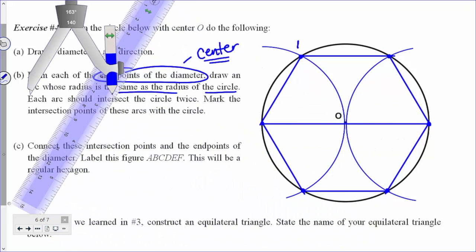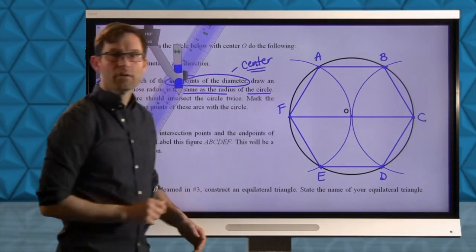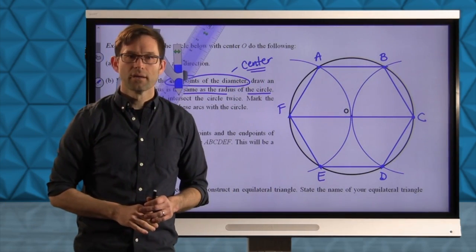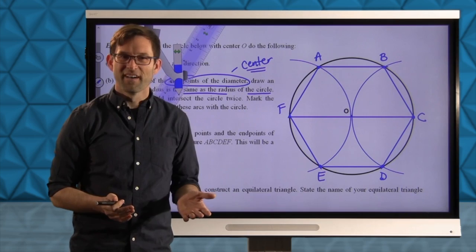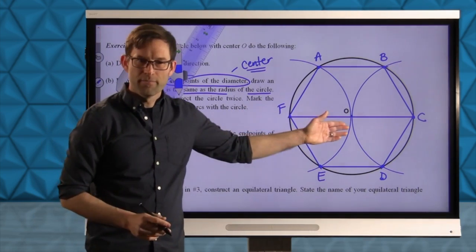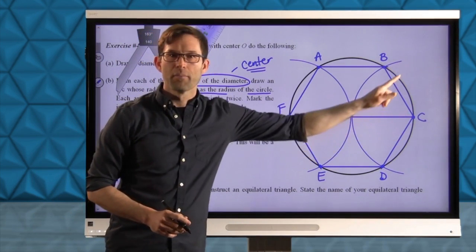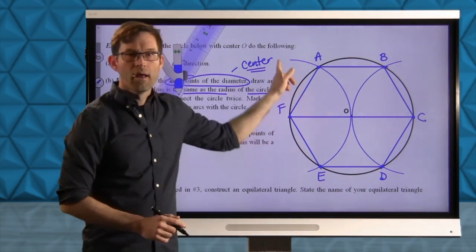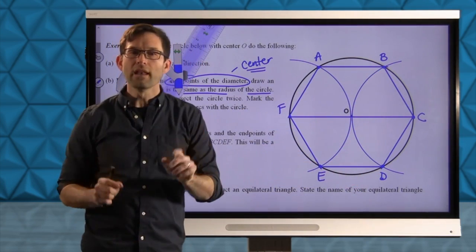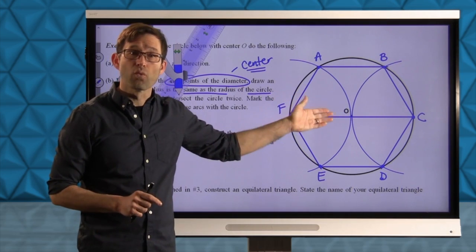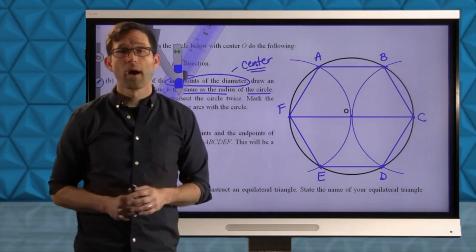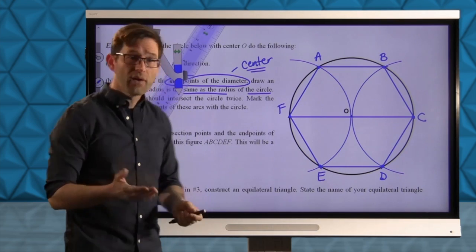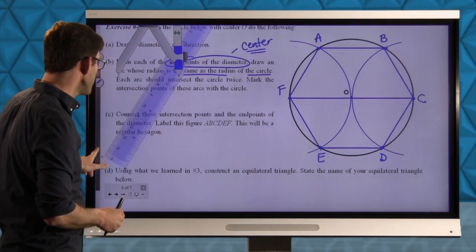There we go. Mark it A, B, C, D, E, F. And there is your regular hexagon. It's not so bad, huh? We draw a diameter in. From the 2 endpoints of the diameter, we draw 2 arcs, right? Those arcs have a radius that's exactly the same as the radius of the circle that we're trying to inscribe the regular hexagon in. And there we have it, right? A, B, C, D, E, F.